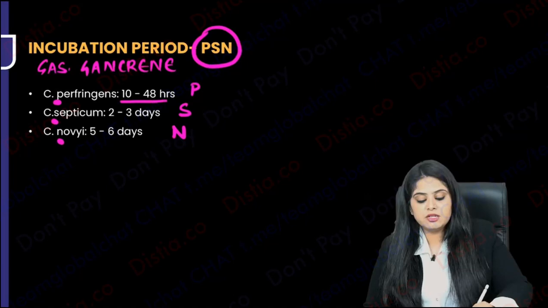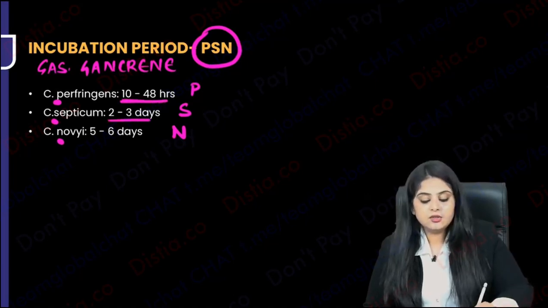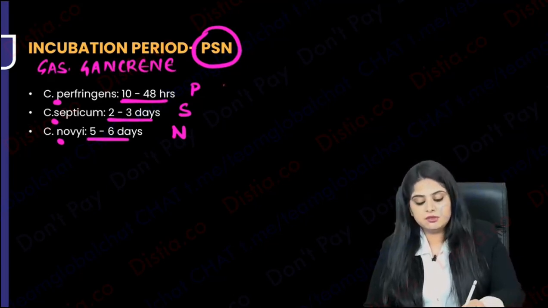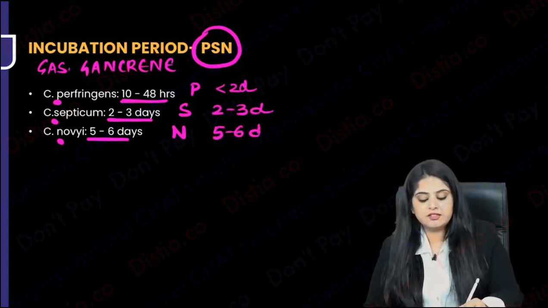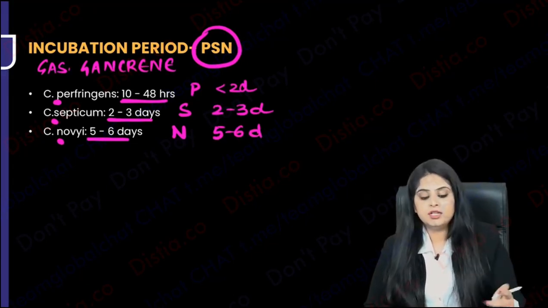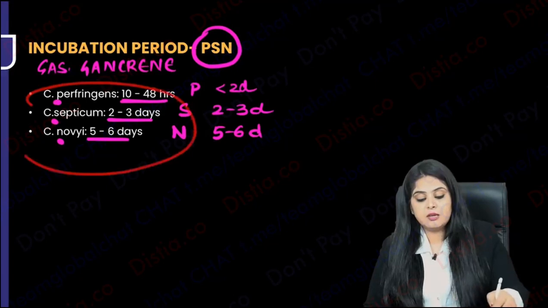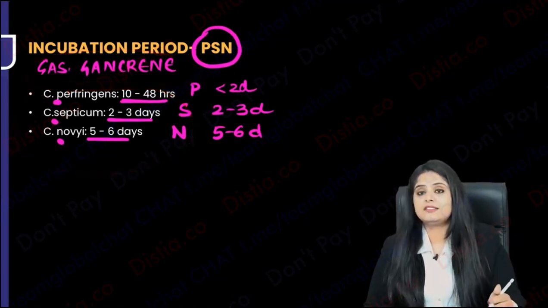Perfringens's incubation period is less than 2 days. Then it is going to be 2 to 3 days, and 3 doubled, the next one is going to be 6 days. Simple. So less than 2 days, then we have 2 to 3 days, and then roughly 5 to 6 days, that is going to be perfringens, septicum and novi. All of these three are capable of causing gas gangrene.